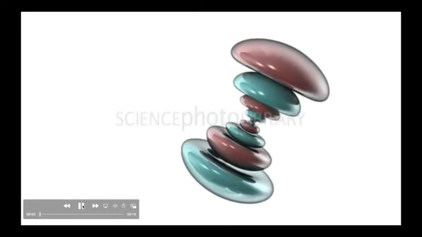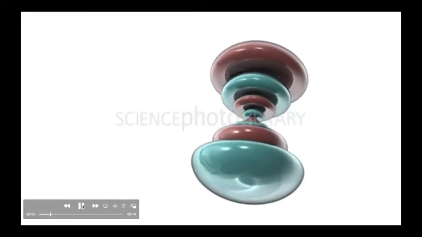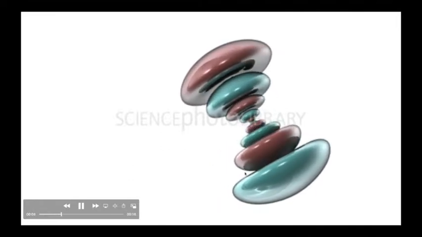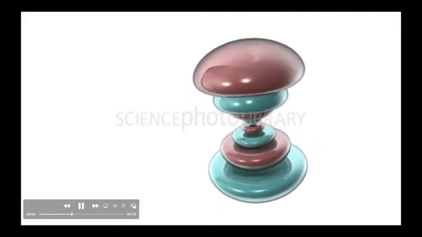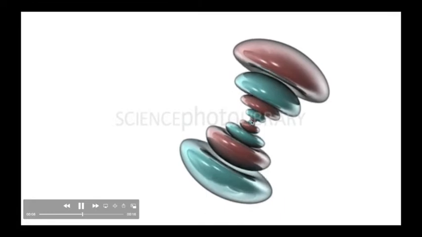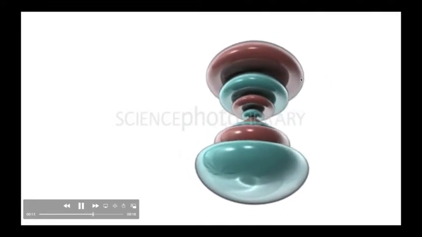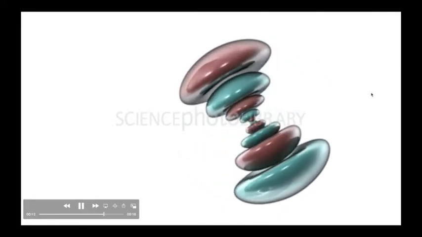6p atomic orbitals, they have 9 nodes. Let's look at those. Here it is, the 6p. Super cool, huh? You see 1, 2, 3, 4, 5, 6, 7, 8, 9 nodes. Awesome, huh?